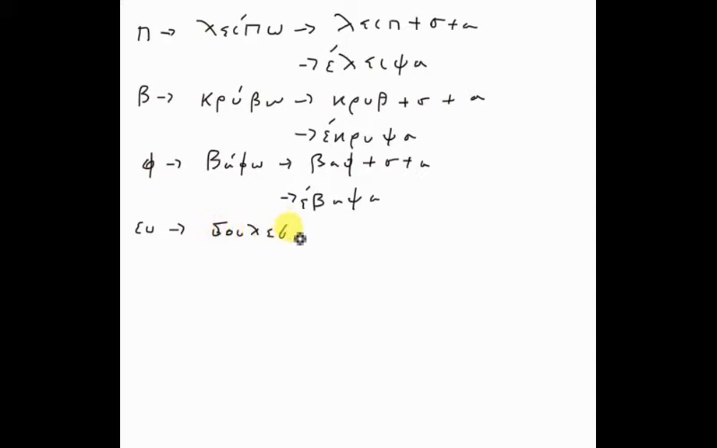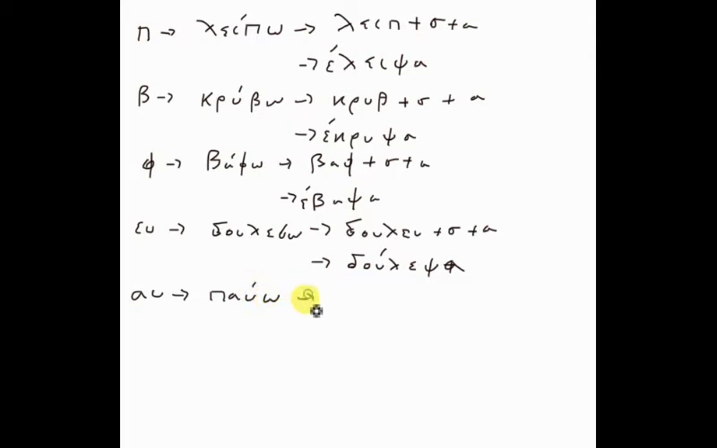And the last two, ev, we have dulevo, which means I work. Dulevo, as we said above, the epsilon and the sigma are going to merge together to make a psi. Alpha is short, accent goes on the antepenult. Dulepsa, I work. And last but not least, alpha epsilon, we have bavo.